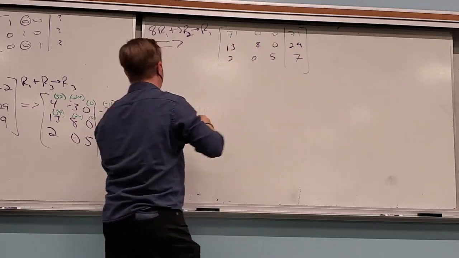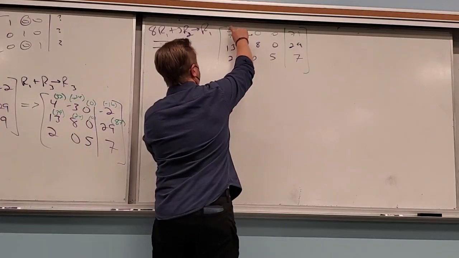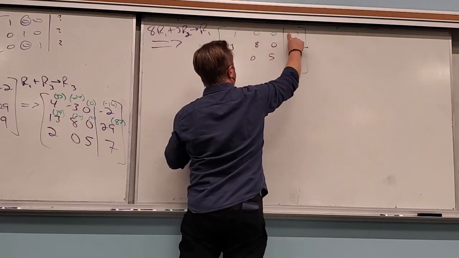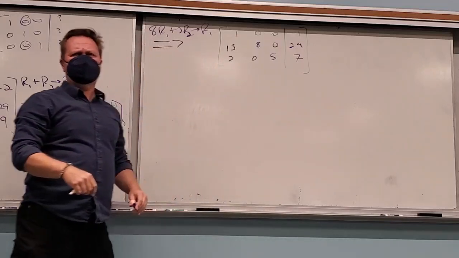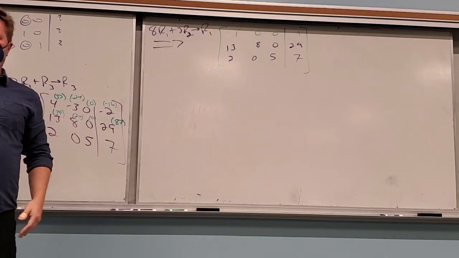13, 8, 0, 29, and 2, 0, 5, 7. Can I just divide by 71? Is that all right, to see what I did in row one? Just divide by 71, is that cool?